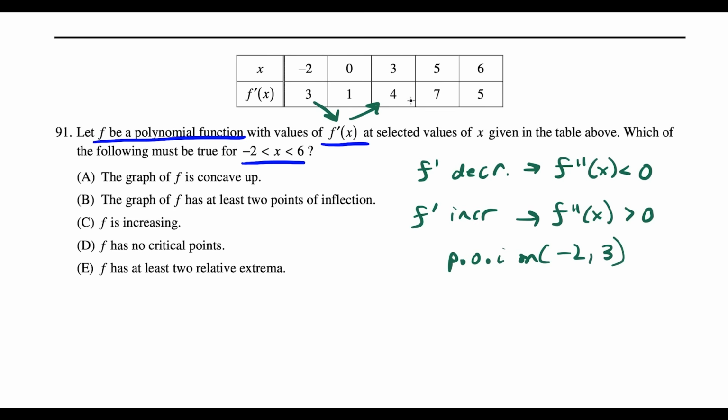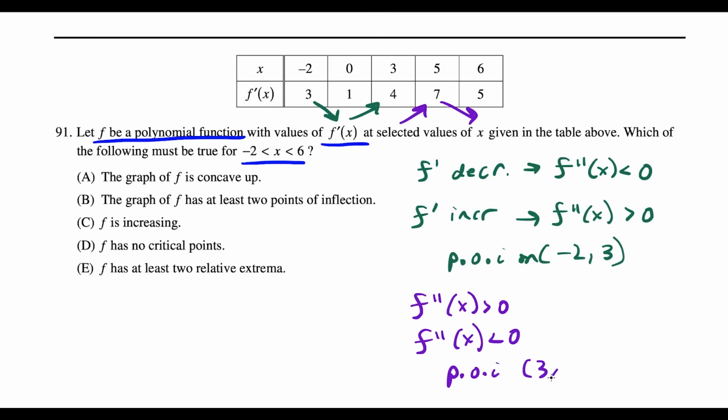And now think about the rest. We go from y equals 4 to y equals 7 in our f prime here. So f prime is increasing again, which means we have f double prime is greater than 0. And then what happens after this? We go from 7 to 5, which means f prime is decreasing. So then f double prime of x is less than 0. So that means that we have another point of inflection on the interval from 3 to 6.